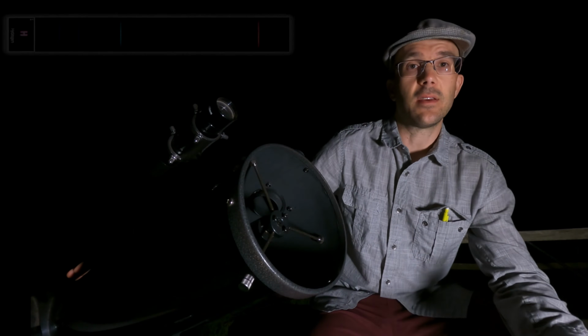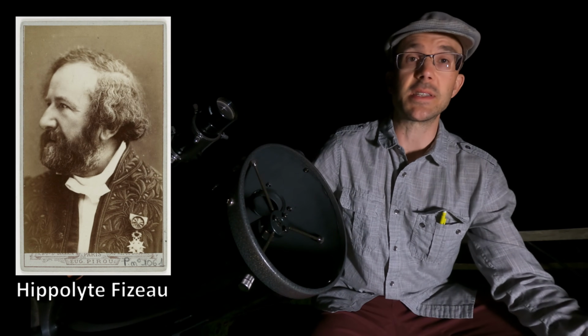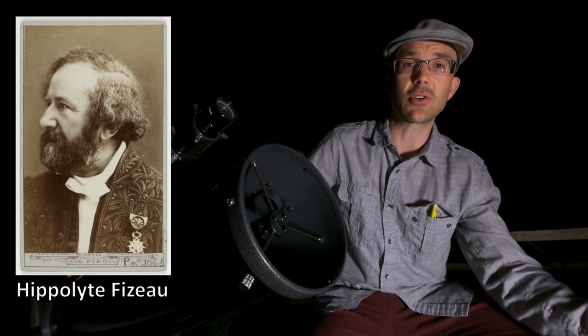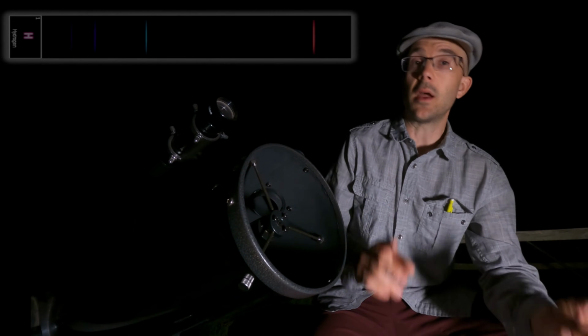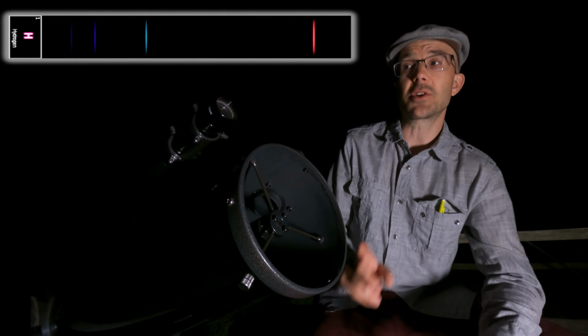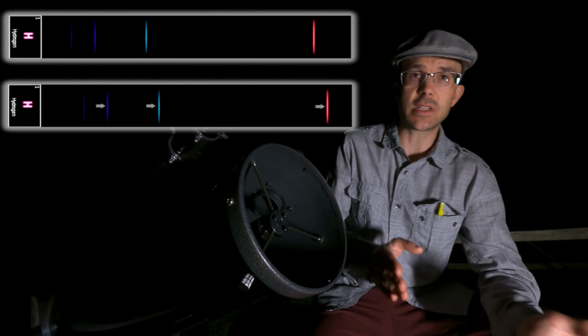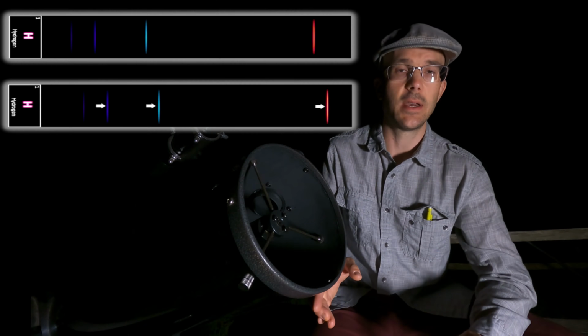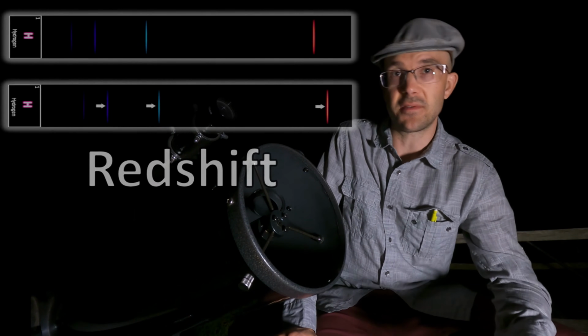In 1848, the French physicist Hippolyte Fizeau observed that some objects in space have emission spectrums that are shifted just slightly toward the red end of the spectrum, just by a few nanometers. So instead of seeing these lines for, let's say, hydrogen, he observed these lines. All the lines in the spectrum have shifted just a little bit toward the red end. This phenomenon that Fizeau observed later came to be called redshift.